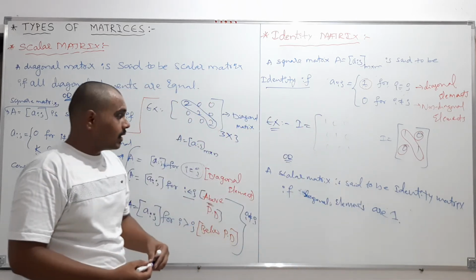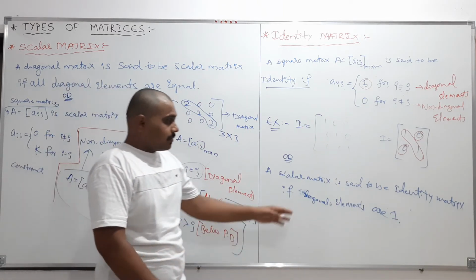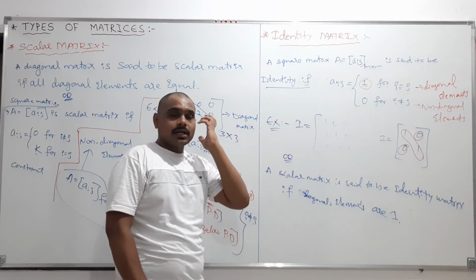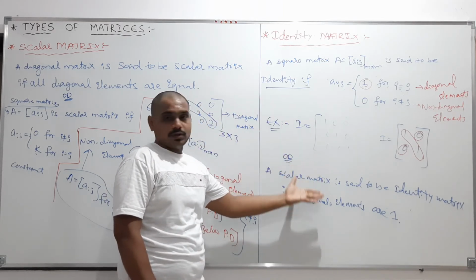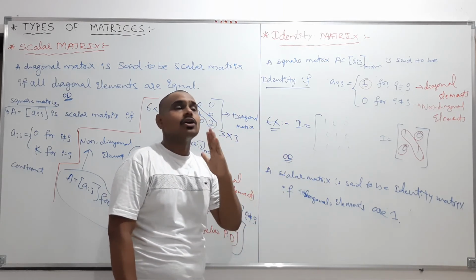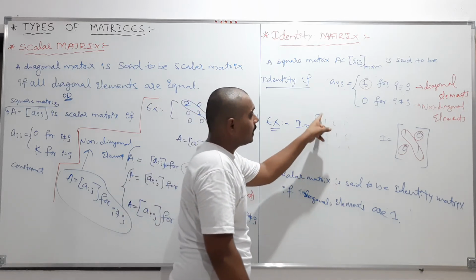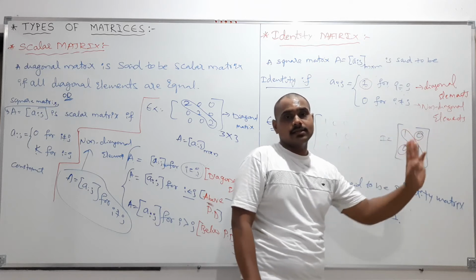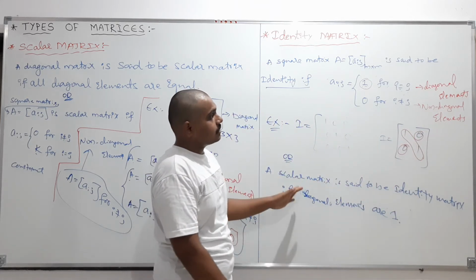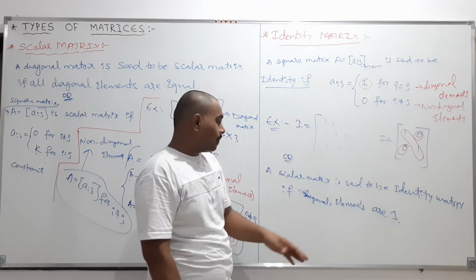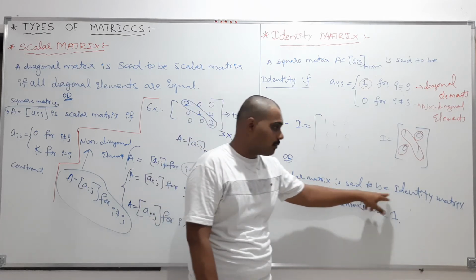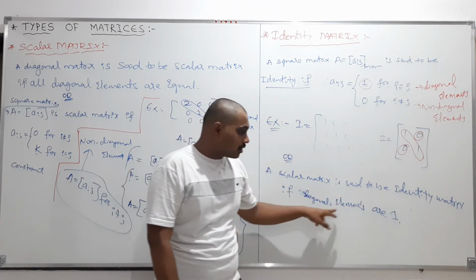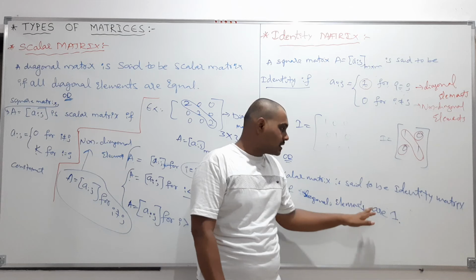I am defining it like this because the concept is the same, and I am giving different definitions. But the concept is that the diagonal elements must be 1 and the remaining elements are 0. That's it. Then that should be a square matrix. So I am defining it in different ways. And here, a scalar matrix is said to be an identity matrix if the diagonal elements are 1. So this is also the same.